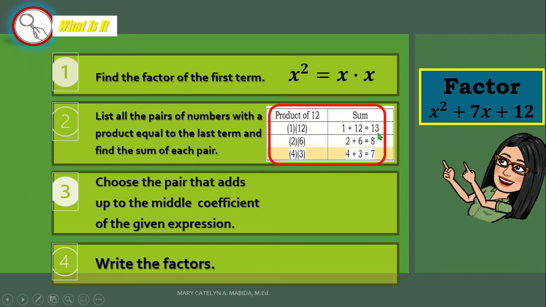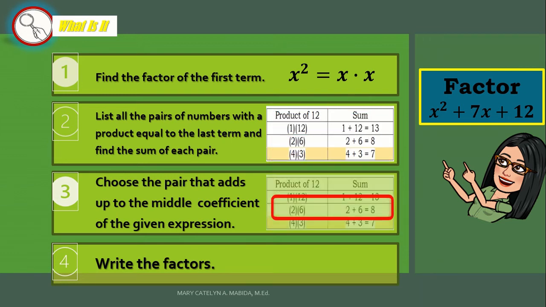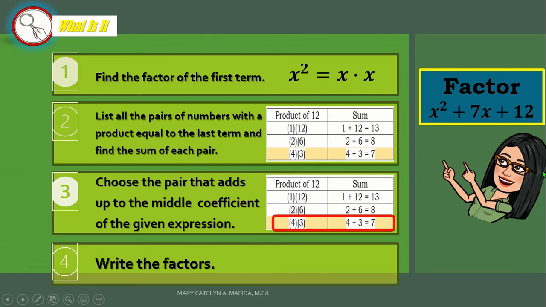1 plus 12 is equal to 13. 2 plus 6 is equal to 8. 4 plus 3 is equal to 7. Now, step number 3. Choose the pair that adds up to the middle coefficient of the given expression. And the middle coefficient is, that is right, it is 7. So we have here 4 plus 3 is equal to 7.